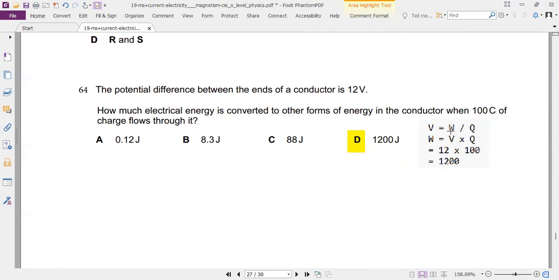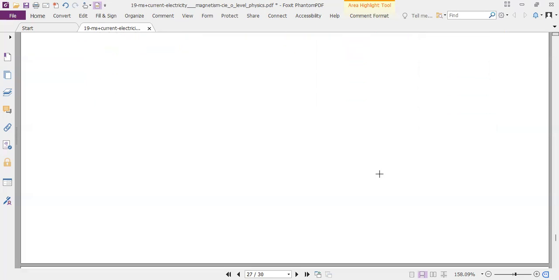So this is the V equals W over Q relationship. Work done per unit charge. Put the values in. 1200 joules is the answer.